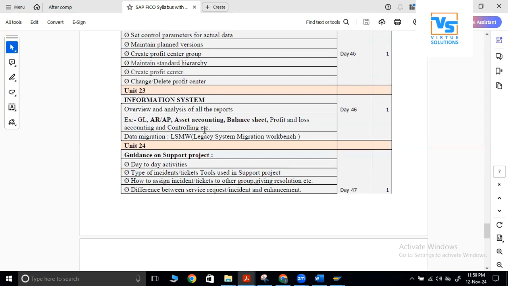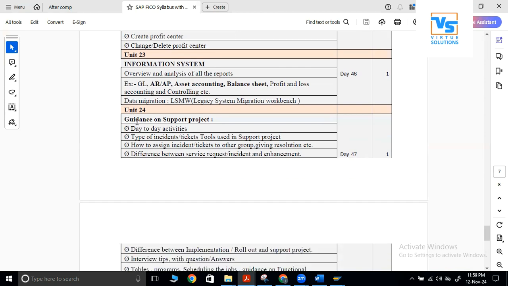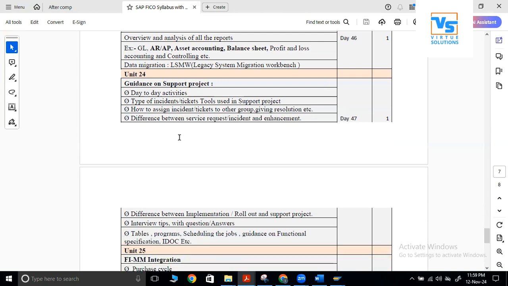Yeah. And then we have data migration, LSMW. How to migrate the data. Nowadays we even have one app to migrate your data, as well as LSMW in ECC. And then these are theoretical things like guidelines for the support project: what your day-to-day activities are, how you are going to resolve the issues or tickets, and what the tools in a support project would be. So those things also we are going to discuss.